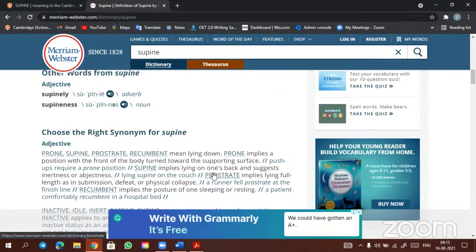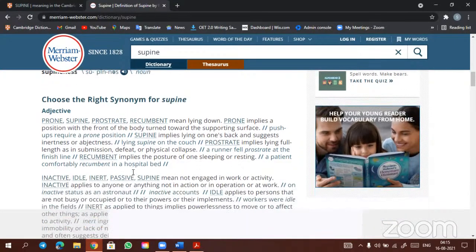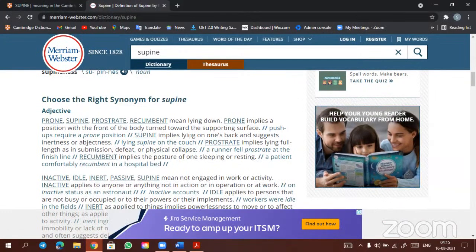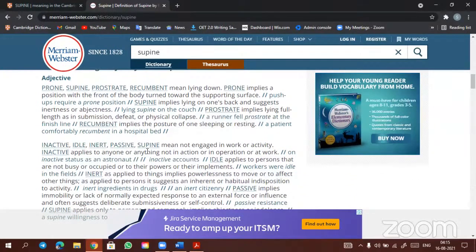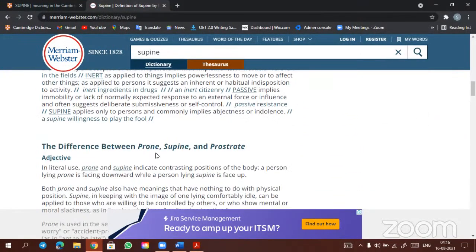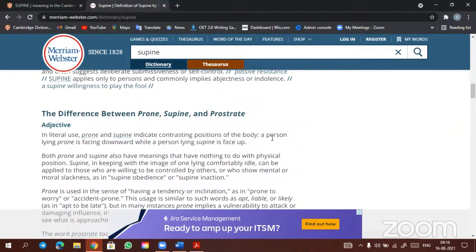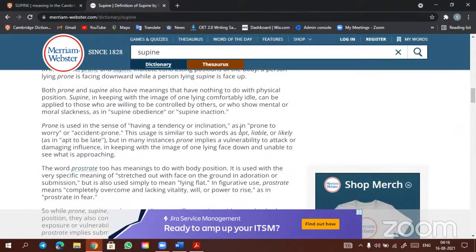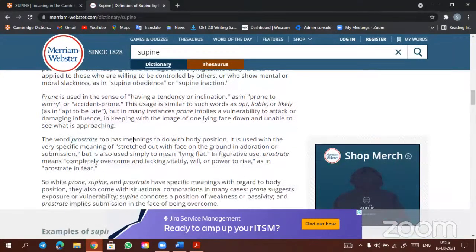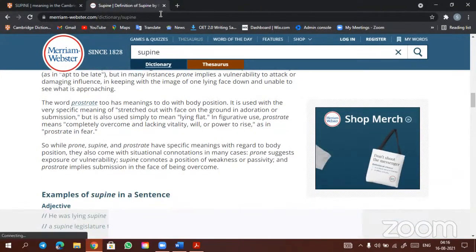Lying on one's back. But supine means lying on one's back. It already has "on" there. Lying supine is face up. Any sentences? Okay, fine.